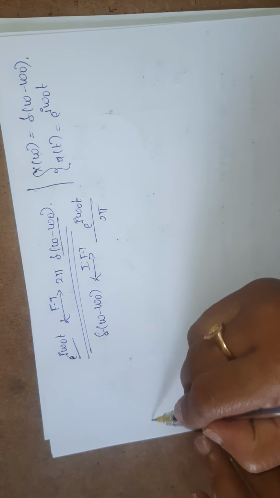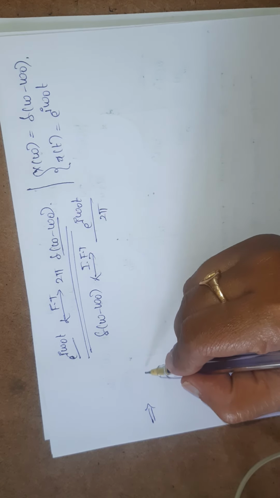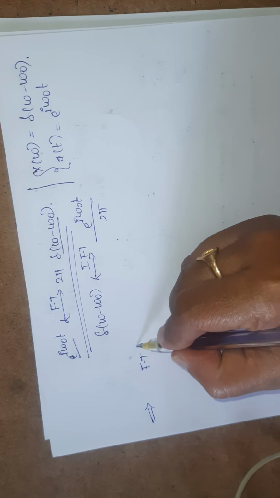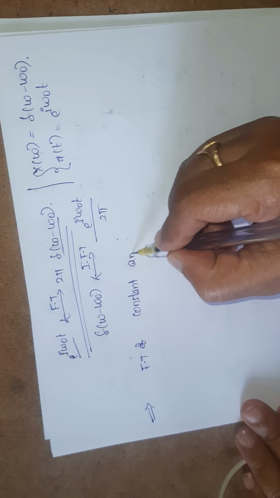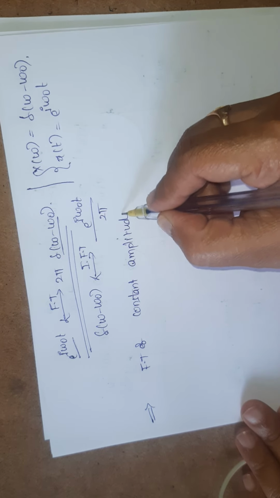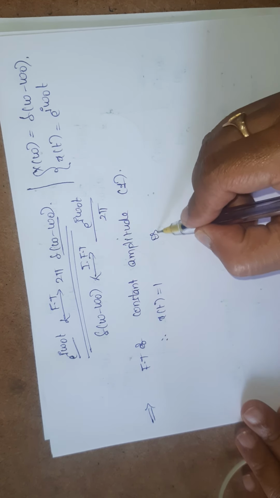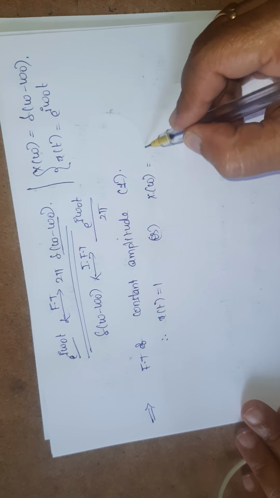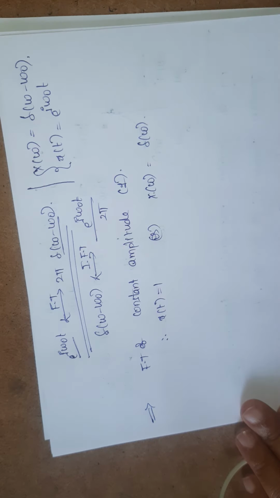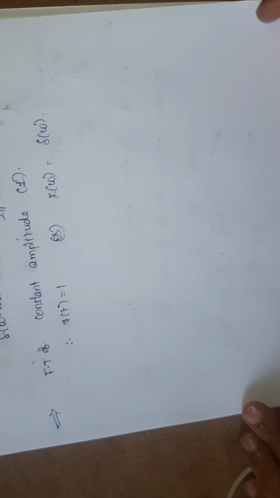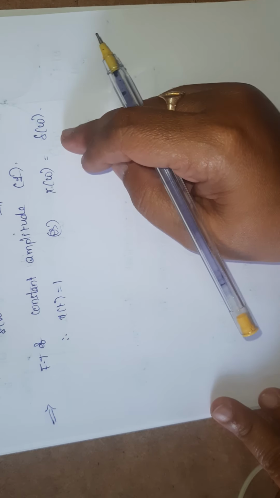So similarly, now we are going to discuss a problem: find out the Fourier transform of constant amplitude. Constant amplitude, that is 1. That is, x of t is equal to 1, or x of omega is del of omega. So for these two problems, now this is the derivation. Okay, so here I am considering x of omega is del of omega.